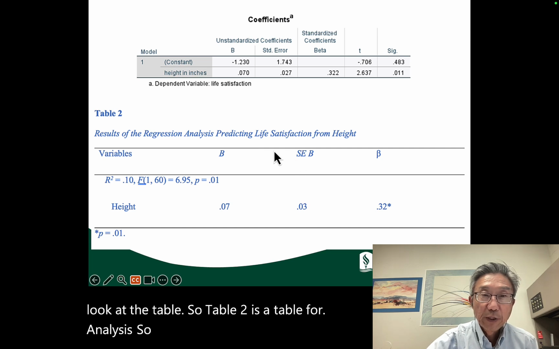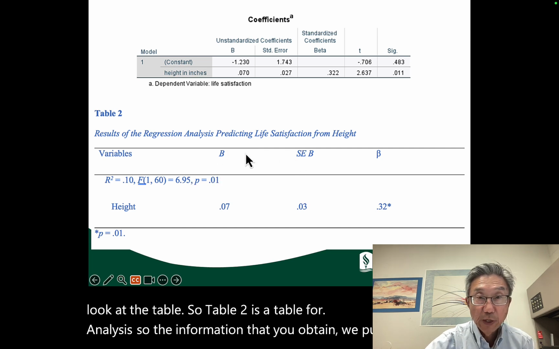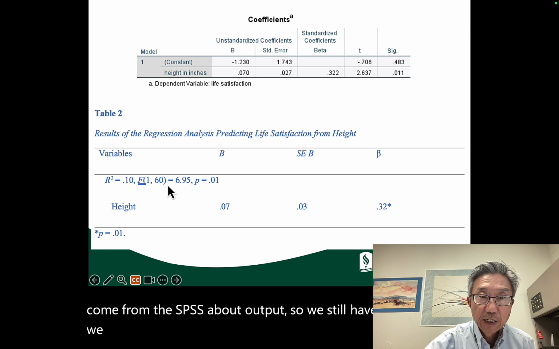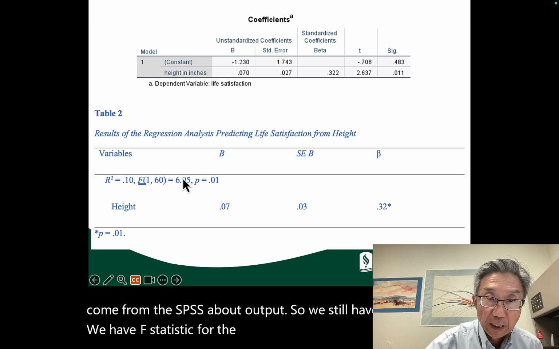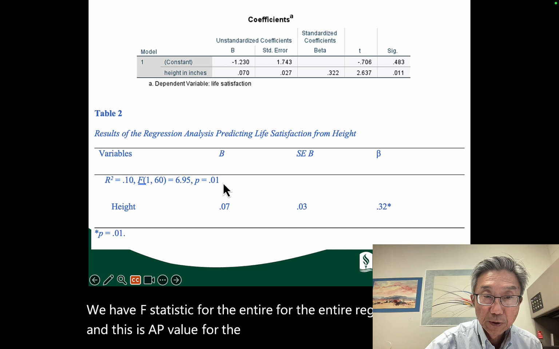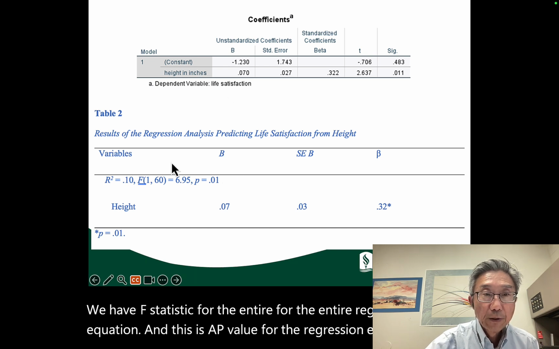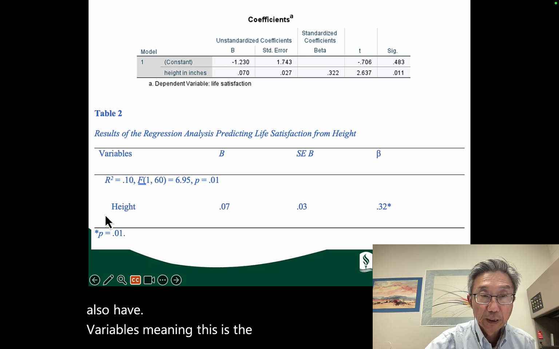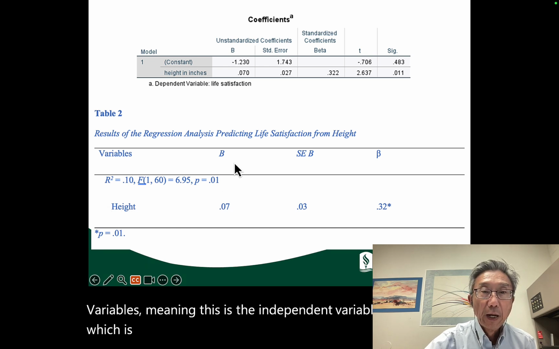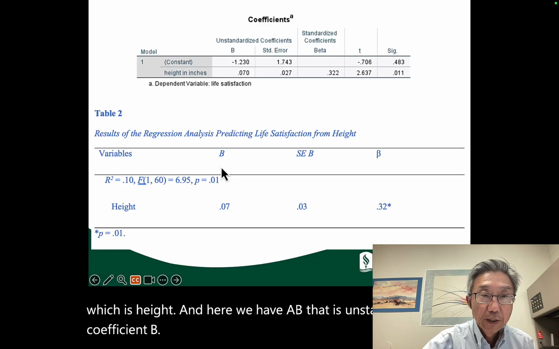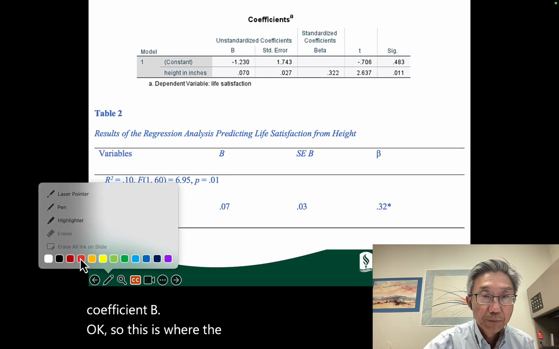The information that we put in this table comes from the SPSS output. So we still have the R squared equals 0.10. We have the F statistic for the entire regression equation, and this is the p-value for the regression equation, right? And then we also have the variables, meaning the independent variable, the predictor, which is height. And here we have a B, that is the unstandardized coefficient B. Okay, so this is where the information comes from.